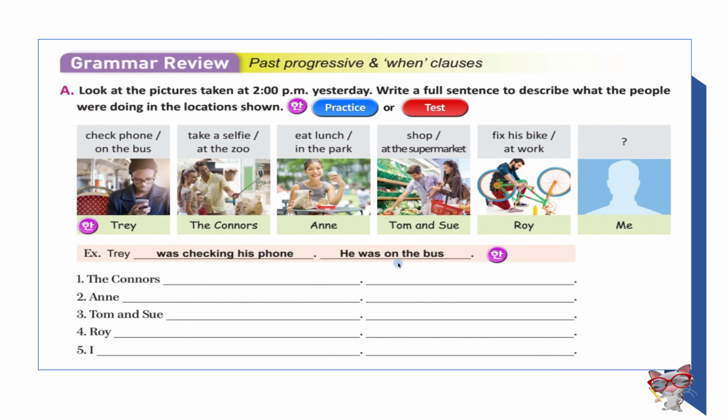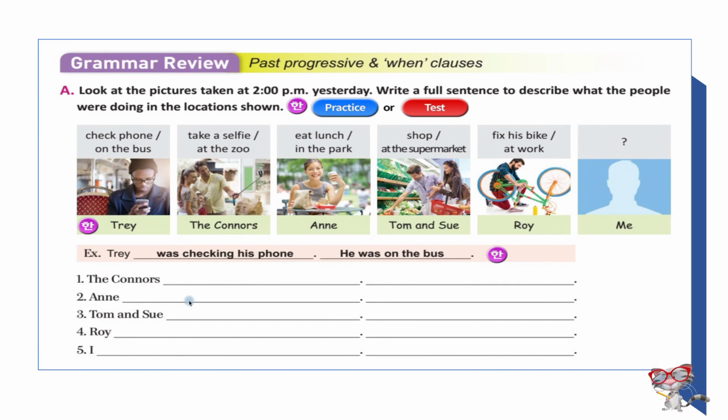Professor New, can you give us an example for number 1? Oh, number 1, the Connors. So this is the Connors. The Connors were taking a selfie. Yes. See here, selfie stick. They were at the zoo. Of course, you could combine them and say when they were at the zoo. But the book is not asking you to use when, but you could.